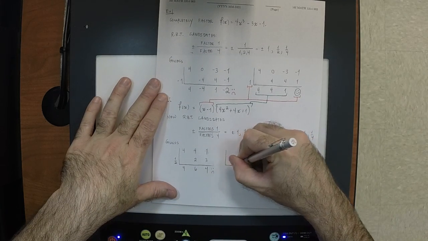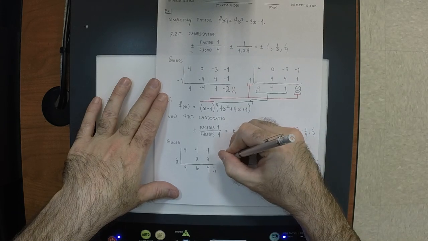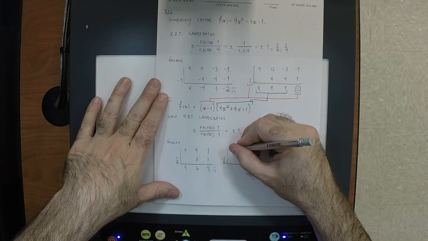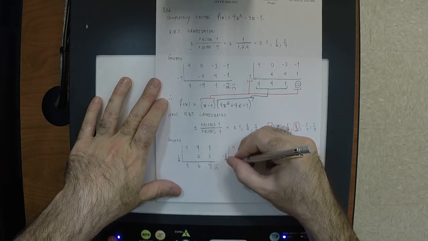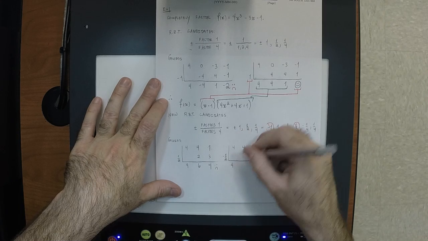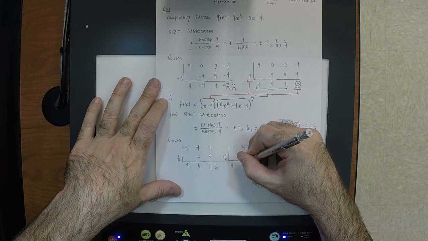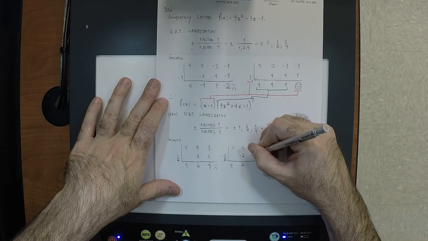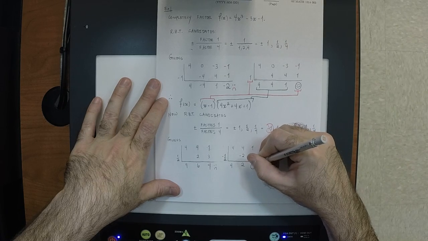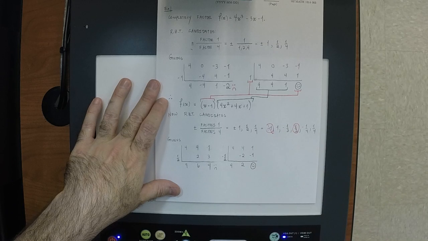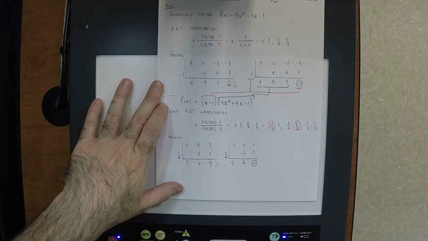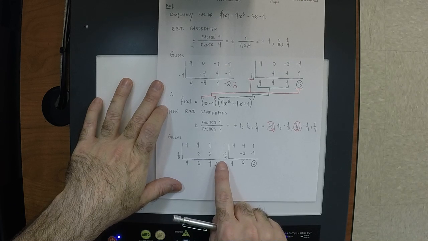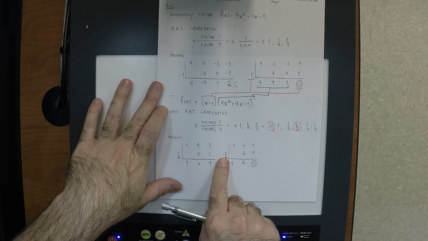Now what do you want to guess? -1/2. You want to guess -1/2. Okay, so carry this down, 4, and then multiply, add, multiply, add. So ding, ding, ding. We're so happy about that. That means that because -1/2 is a 0, we know one of the factors.